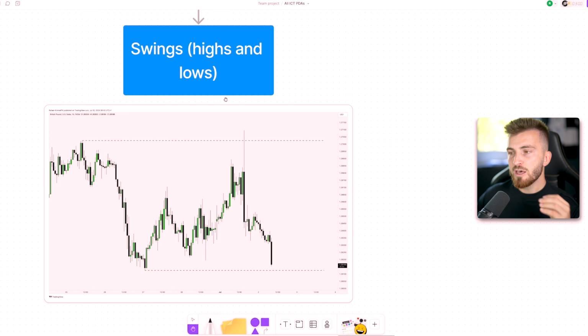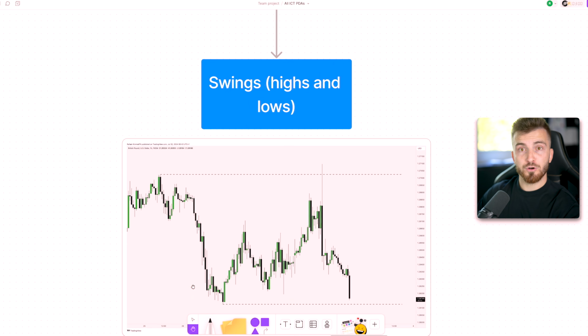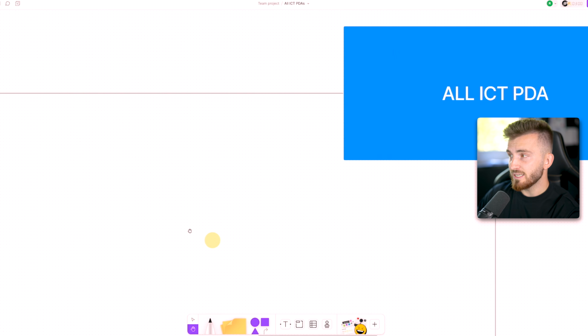So let's start off with this. Swing highs and lows are always an ICT PD array because they are liquidity. The market is constantly moving from liquidity to liquidity, and swing highs and swing lows are going to be the magnets of price. When the market is bearish, lows are the magnet of price, and when the market is bullish, highs are the magnet of price. So that is all for the ICT swing highs and lows.